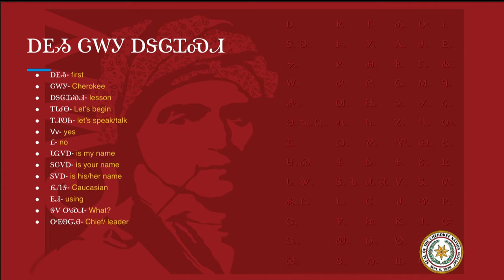Then we learned the word for chief or for leader. It can also be used for president. So uga wi yuhi. You hear this word in a lot of Cherokee hymns. They say Jaigawi Yuhi, which means you are the leader or you are the chief.